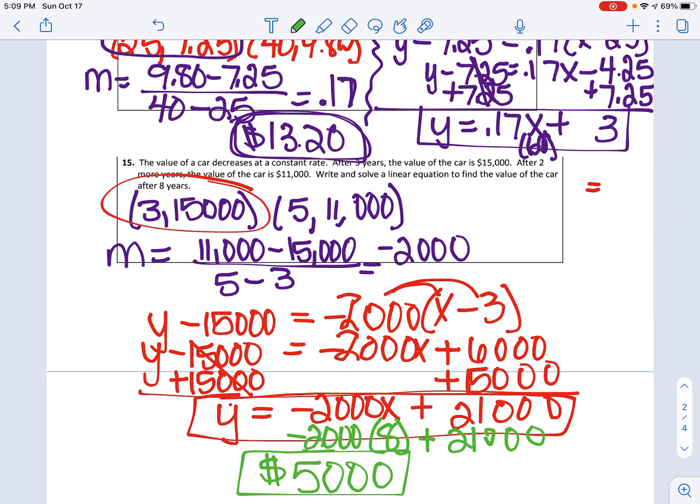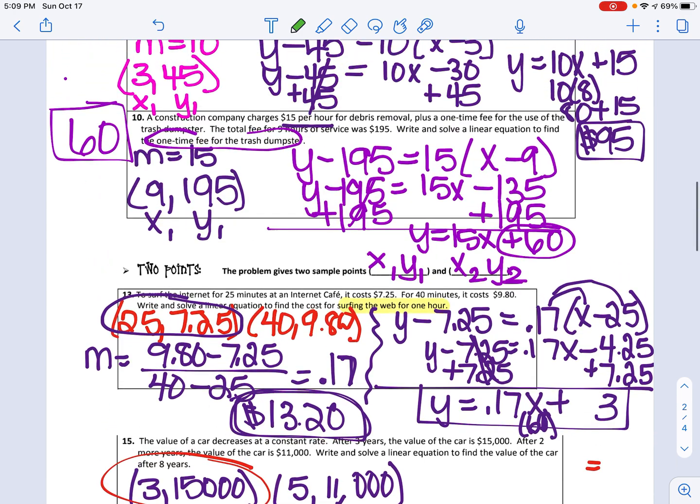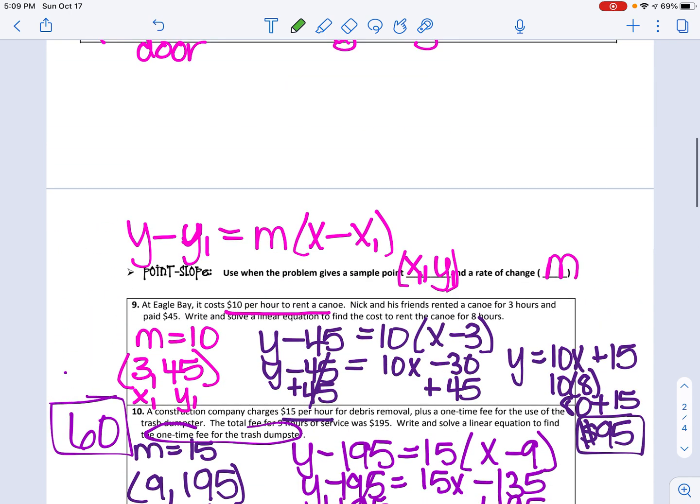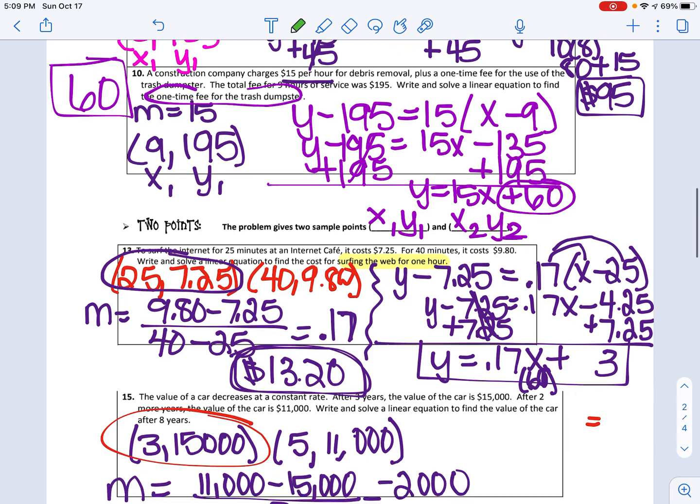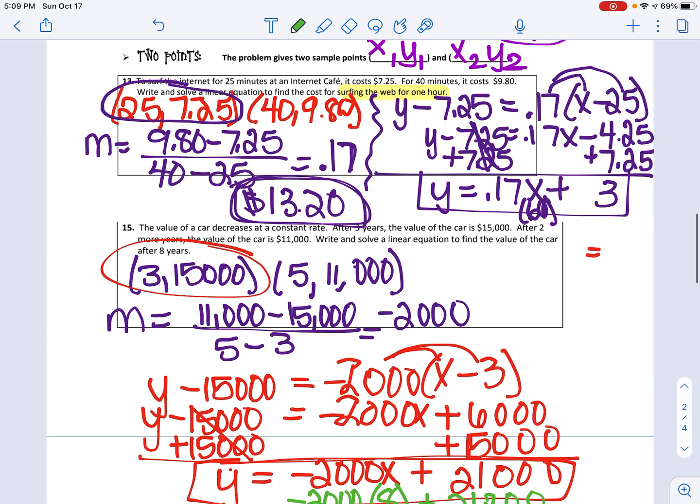Okay, so you're going to do 6 problems on your own. So they're going to either give you a slope and a sample point or 2 sample points, and you're going to write the equation and then solve the problem.